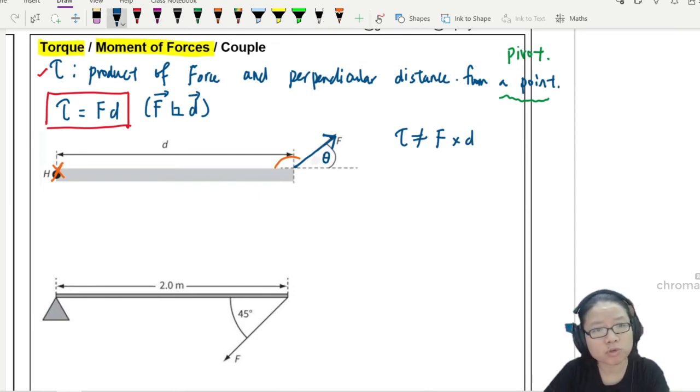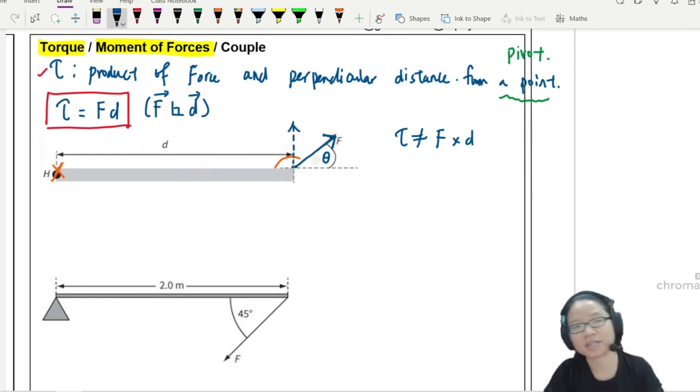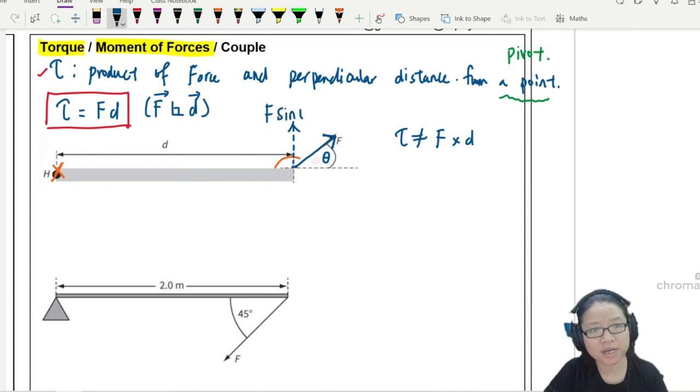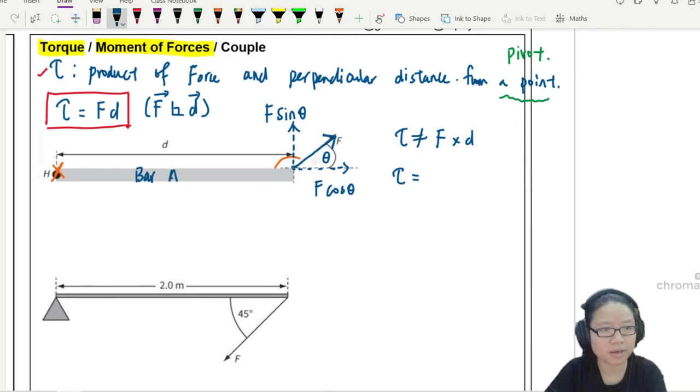Okay, so I will resolve my force, one in the vertical direction. It doesn't have theta, so I'll call this F sine theta. And I'll resolve another component here. This one is F cos theta. So the torque on this bar, let's say I call this bar A, is equal to F sine theta, because F sine theta and the hinge H is already 90 degrees, times D.